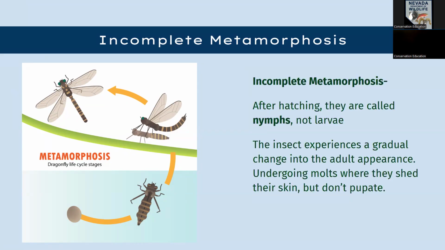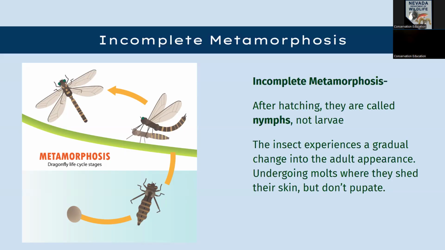So they're not going to necessarily ever be a larva. They're going to be something called a nymph. So they're going to look a little bit different. We'll see a picture very soon. But they don't undergo this drastic change in that pupa stage.